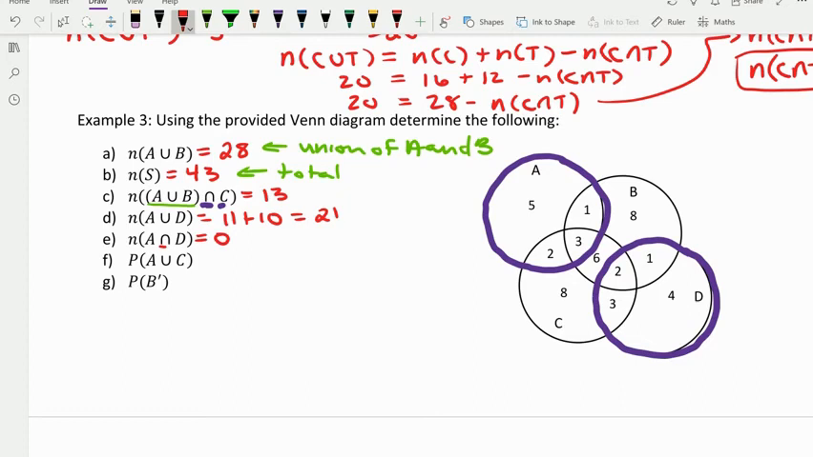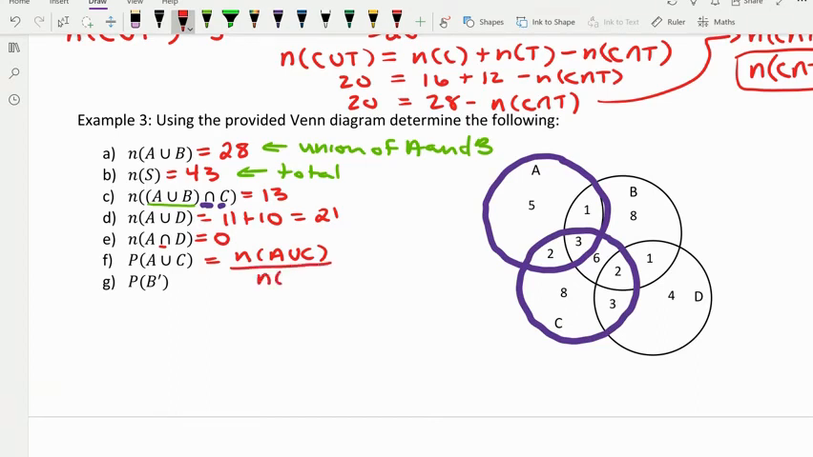Now we're jumping to our probabilities. Probability of A union C. Okay, so new circles. We want A and C together. We want probability. So remember, the probability of A union C is the number of things in A union C divided by the total number of things. Well, look in part B. We have our total. That's 43. For A union C, we're going to add up everything that's in those two circles. When we add up everything in A with everything in C, we get a total of 30 items.